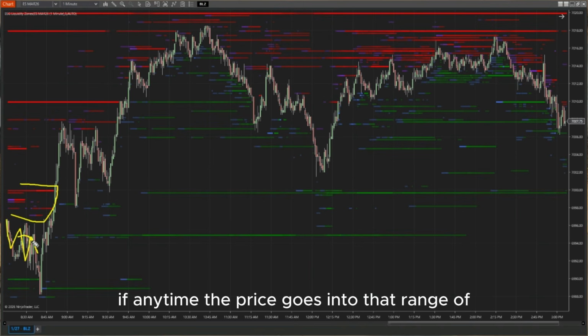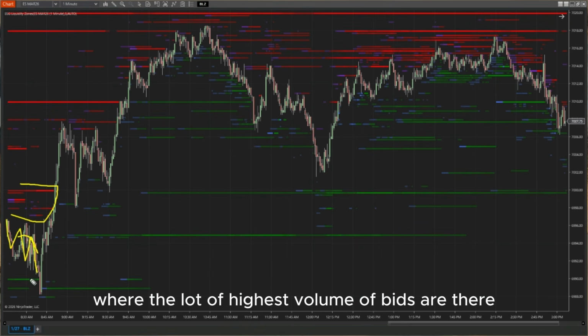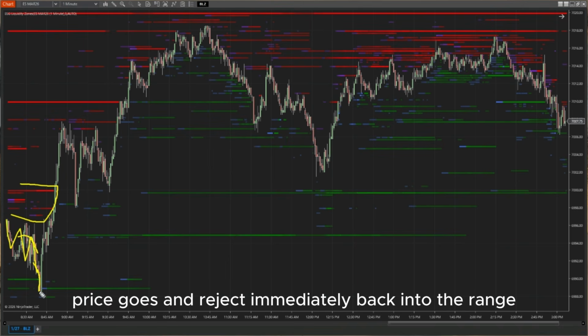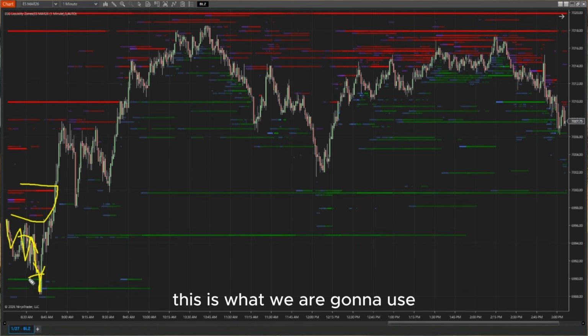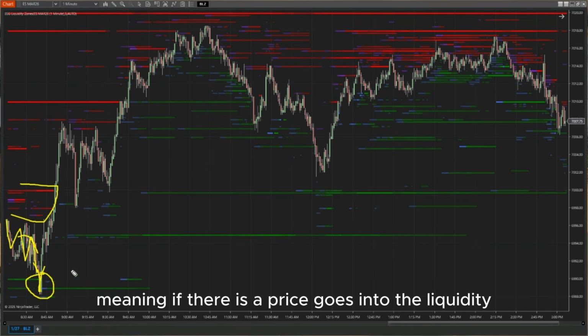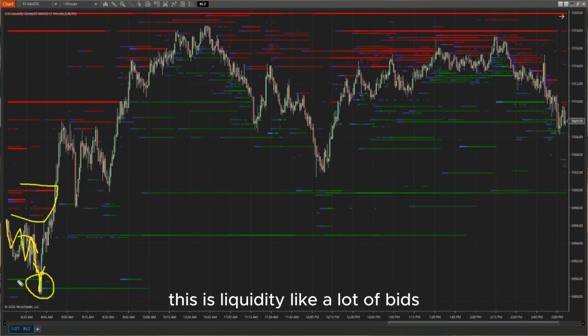Anytime the price goes into that range where the highest volume of bids are, price goes in and rejects immediately back into the range. This is what we are going to use. Meaning, if price goes into the liquidity, this is liquidity, like a lot of bids, and immediately rejects, that's what we're looking for.